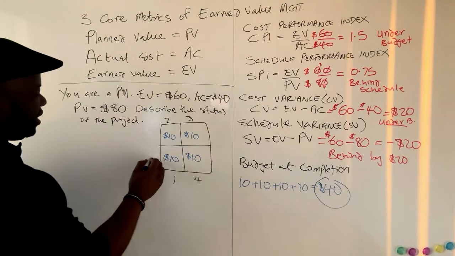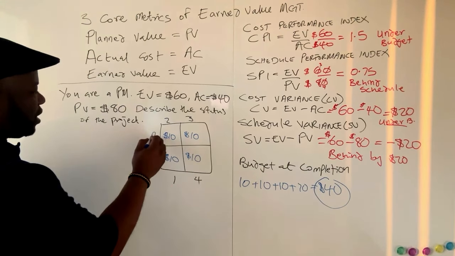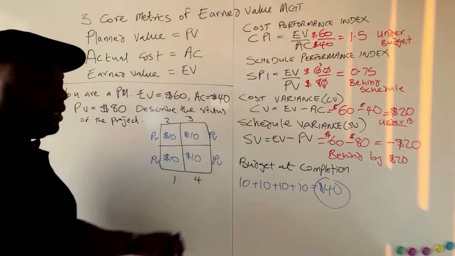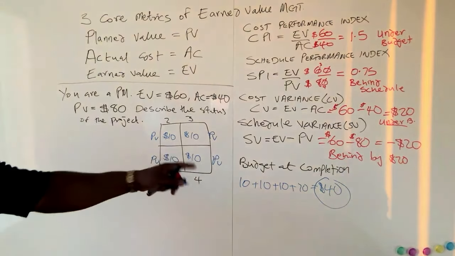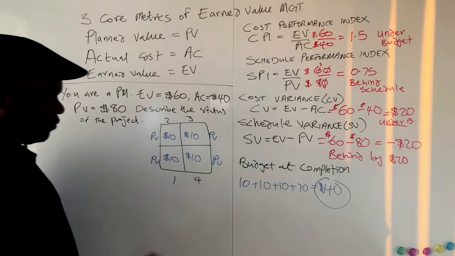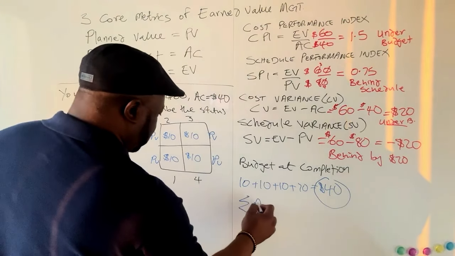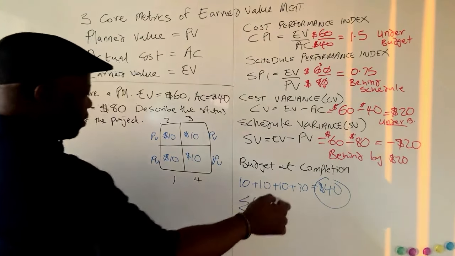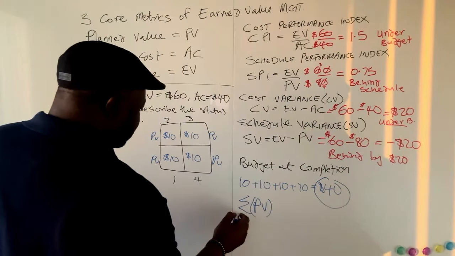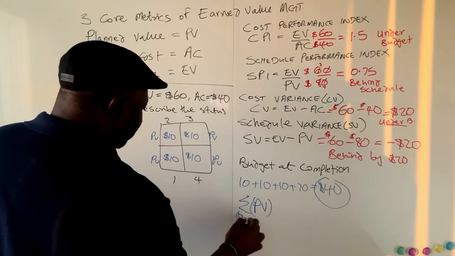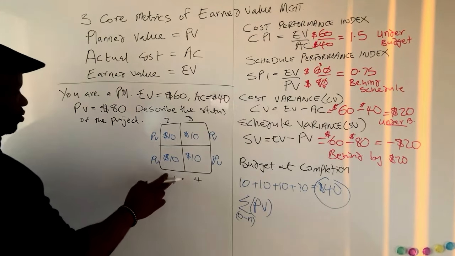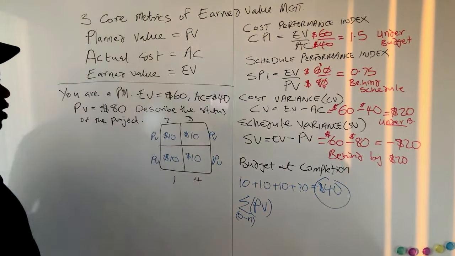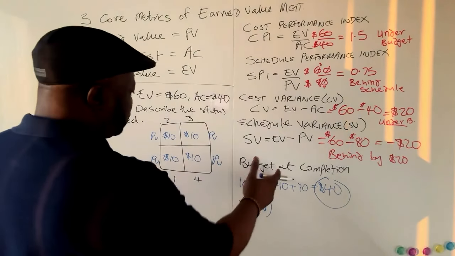You can say that these are planned values for each time period. So you can say that your budget at completion is the cumulative planned value on a project. The summation of your planned values all across the project from 0 to n, you've got to factor in all. So this would be n time period 1, time period 2. You've got to add them all up. And that's what budget at completion is.